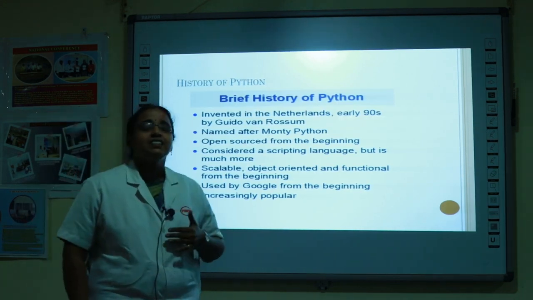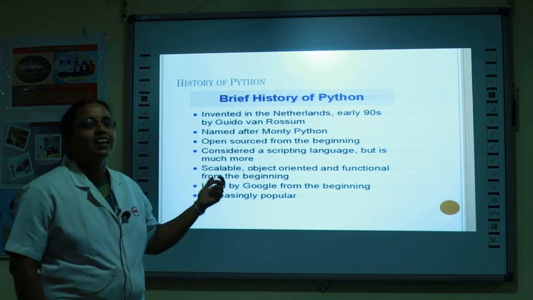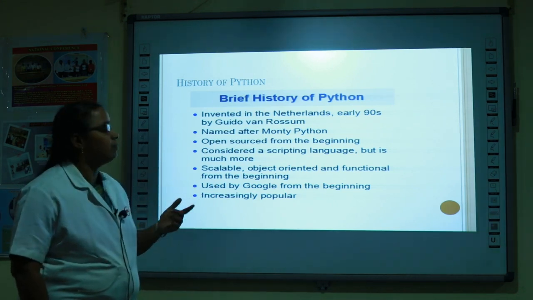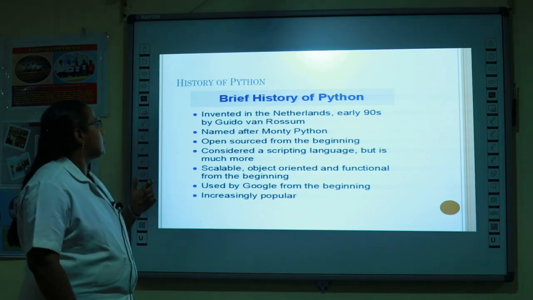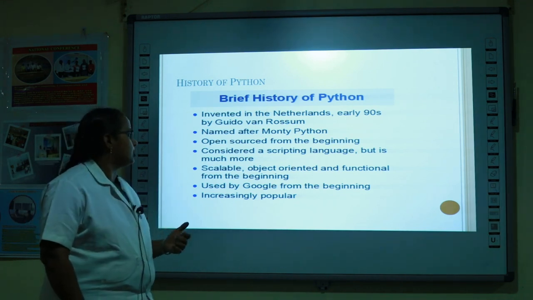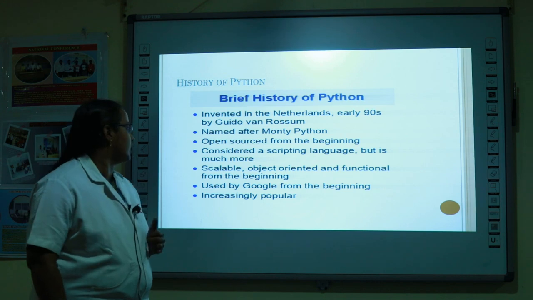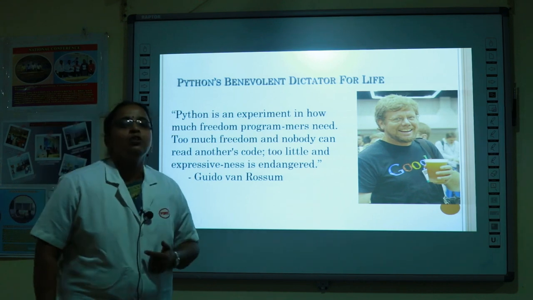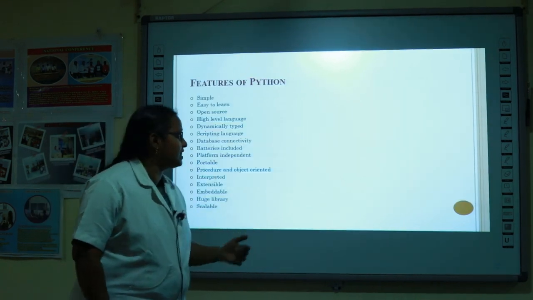So the next thing is the history of Python. Let us see how this Python language has evolved. This language was developed by Guido van Rossum in the early 90s in the Netherlands. It is an open source language. It is also considered a scripting language. It is much more scalable, object oriented, and it is used in a functional way. This language is used by Google. He is the person who invented or developed this Python language, Guido van Rossum.